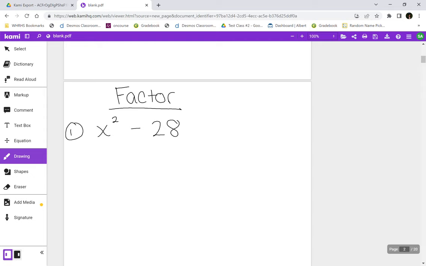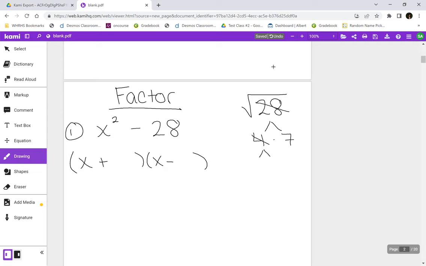So because it's a dot, we know it's going to be x plus something, x minus something, and then it's going to be what times itself gives me 28. So what I'm going to do is I'm going to go ahead and take the square root of 28 and factor it. So when we break down 28, can't we do 4 and 7? And then 4 is 2 and 2. So this gives us 2 root 7. So doesn't that mean 2 root 7 times 2 root 7 gives us 28? So it's going to be x plus 2 root 7, x minus 2 root 7.